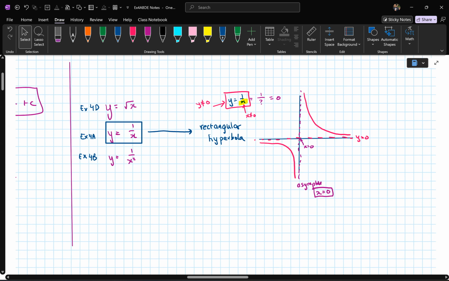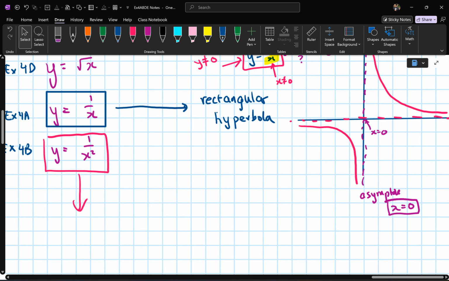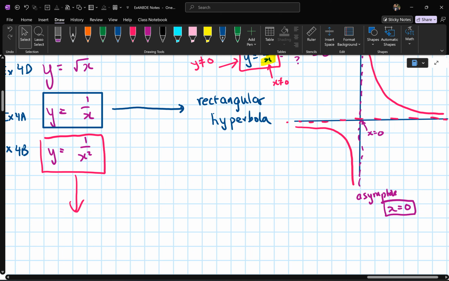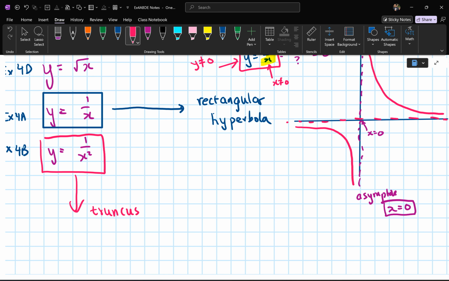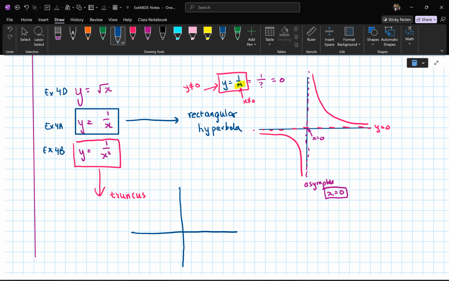Let's recap then. Let's look at exercise 4b. What is this one called? Hands up if you know. So 1 on x squared. Truncus. Very good. And that name hopefully will help you remember the shape of the graph. It looks very similar to your rectangular hyperbola because it has the same properties. When you have a fraction, you can't have x equals 0. And you also can't have 1 divided by anything to actually equal 0. So it has the same asymptotes. The difference is you're squaring.